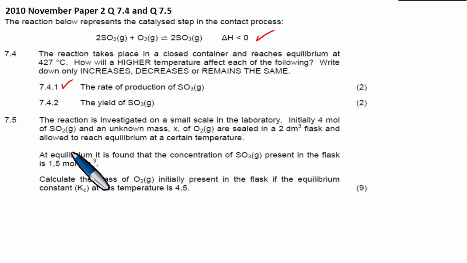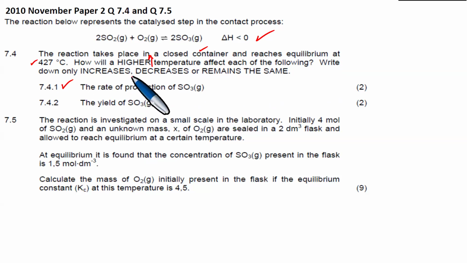The rate of production of SO3. Remember we looked at this question together. What is happening here? The reaction takes place in a closed container and reaches equilibrium at 427 degrees Celsius. Now the temperature is increased, and how will it affect each of the following? You need to write down only increases, decreases, or remains the same.